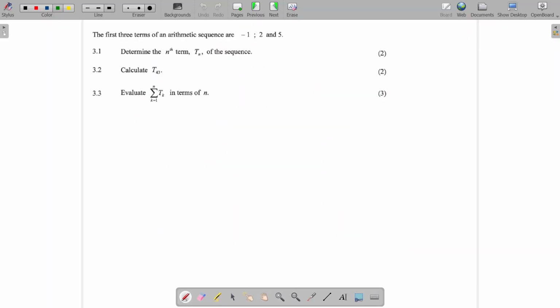This example now also involves an arithmetic sequence. Describe Tn of the arithmetic sequence. Well, again, we're going up in threes.